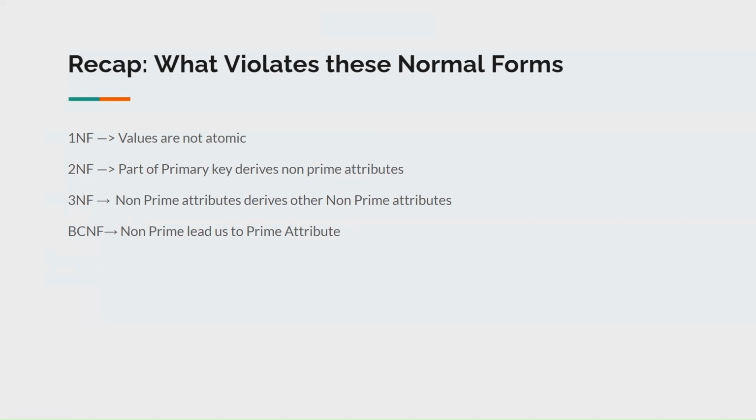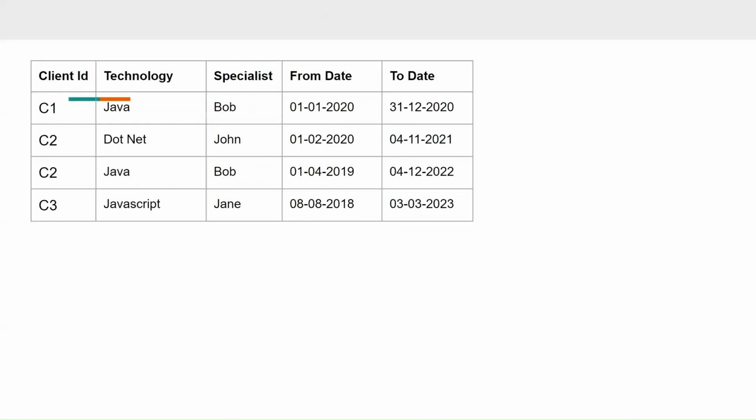Let's take an example to understand the concept. Consider a table where we store the information about projects of clients. Here we have columns client ID, which is our customer, technology, which tells us about the technical stack the client is developing the application on, specialist, which denotes the human resource working on that project, and in the end we have the duration of that project in the form of from date, which is the start date, and to date, which is the end date. Here specialist determines technology, as he is supposed to be an expert in just one field.